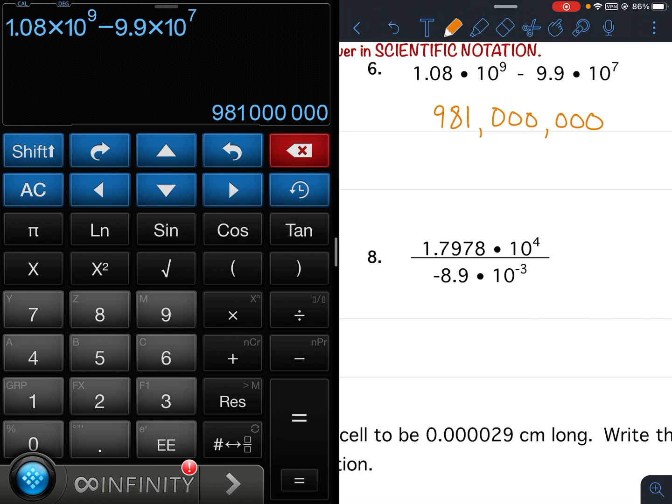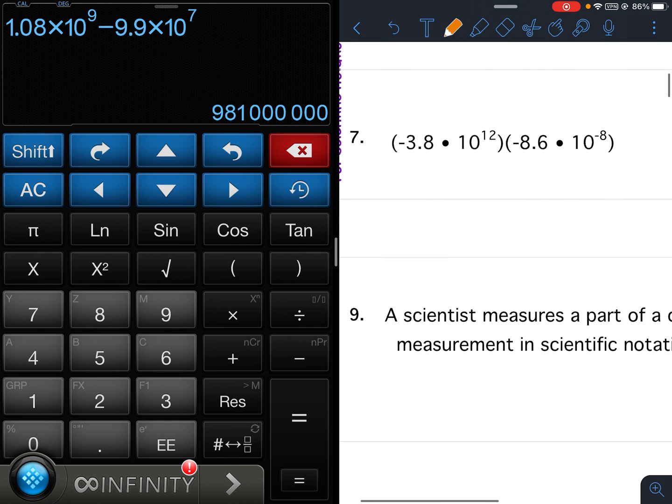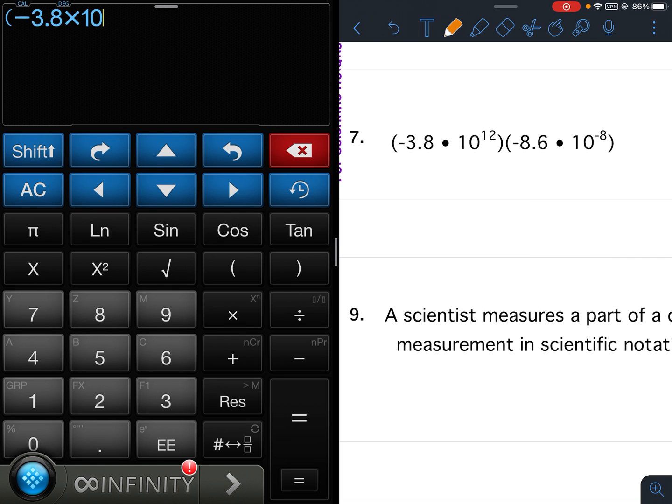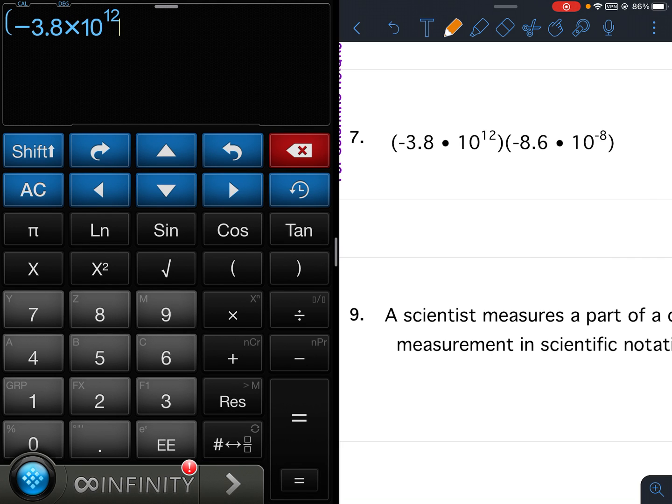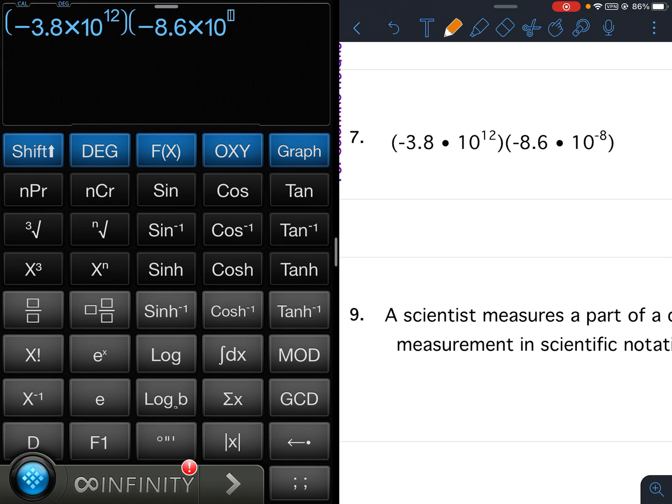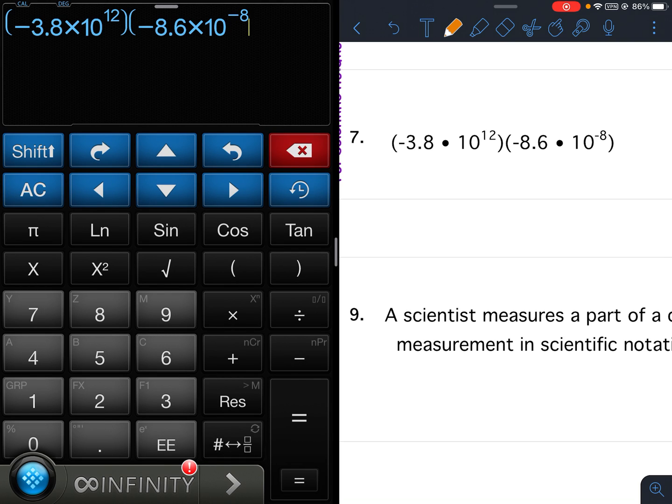All right, next problem. Again, exactly how it looks. I'm going to need to use the parentheses here. Negative 3.8 times 10 to the 12th. Hit my over arrow, close the parentheses, open a new set of parentheses. Negative 8.6 times 10 to the negative 8th, over arrow, close my parentheses. So again, negative 3.8 times 10 to the 12th times negative 8.6 times 10 to the negative 8. So we have 326,800.